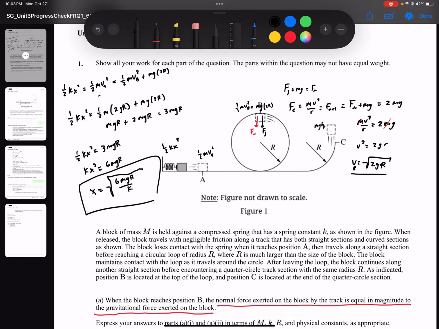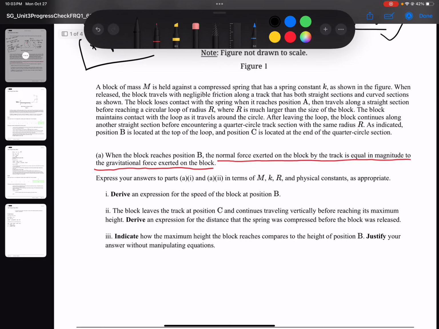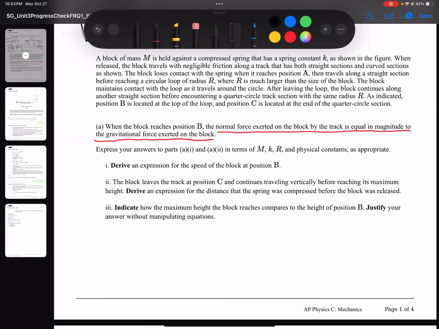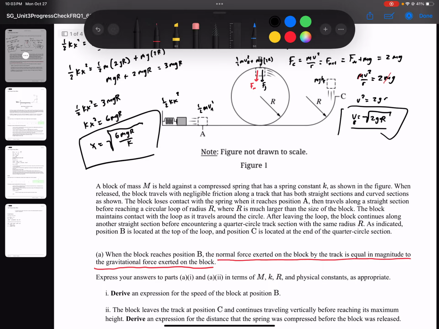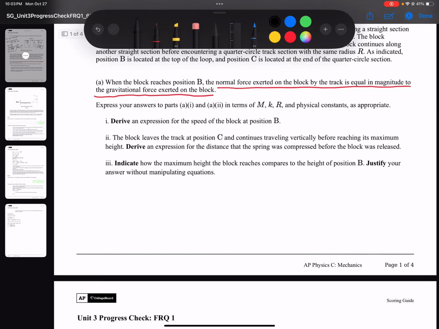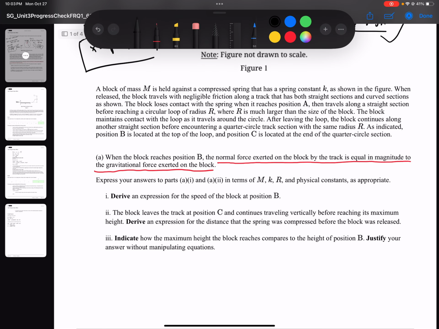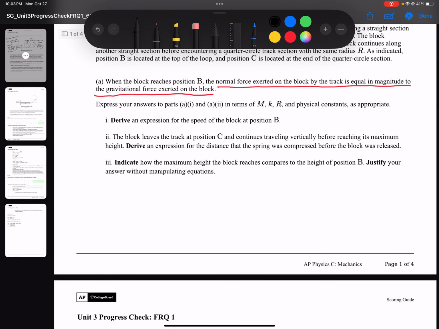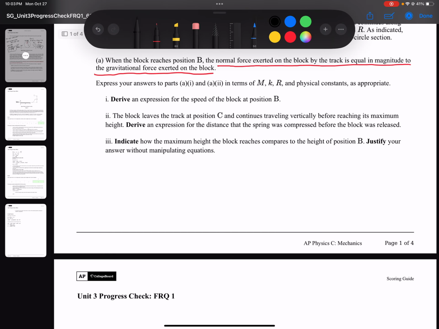That's part 2. Here's part 1, and there's part 2. Part 3: indicate how the maximum height the block reaches compares to the height at position B. Justify your answer without manipulating equations. What I'm going to do is solve it anyways, for the sake of time. I think it's helpful to see how to solve it, but obviously on the actual test, you're going to want to move quickly. So if you don't need to manipulate equations, don't manipulate equations. But let's think about it.